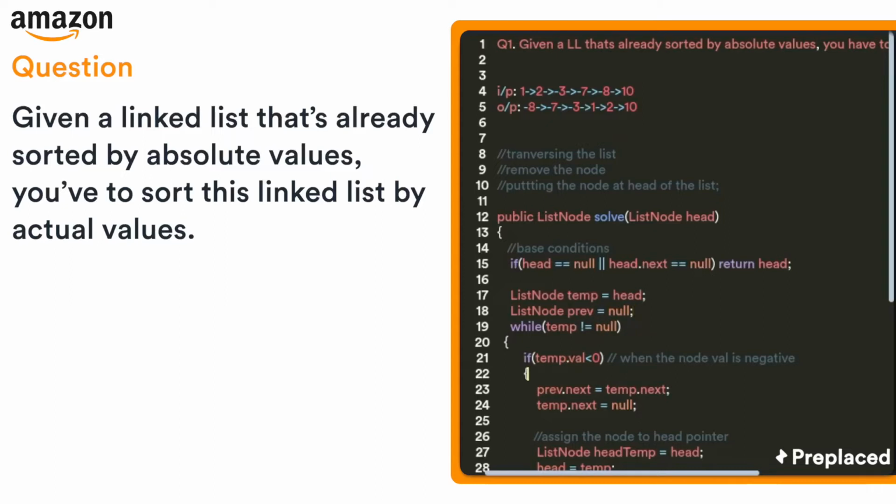Okay, so in this step if I encounter a negative value, then I have to remove the temp node and assign it as the head node.